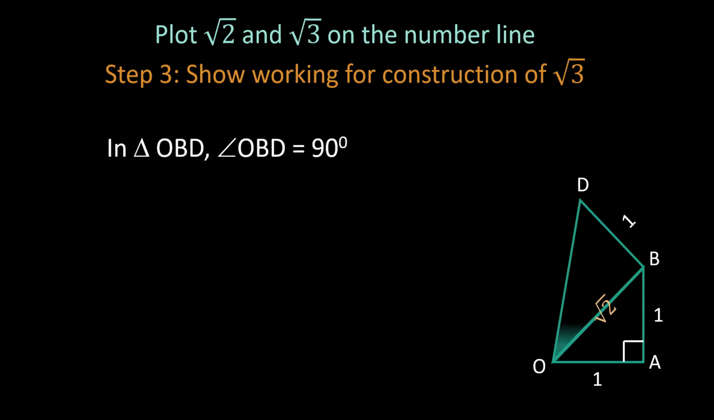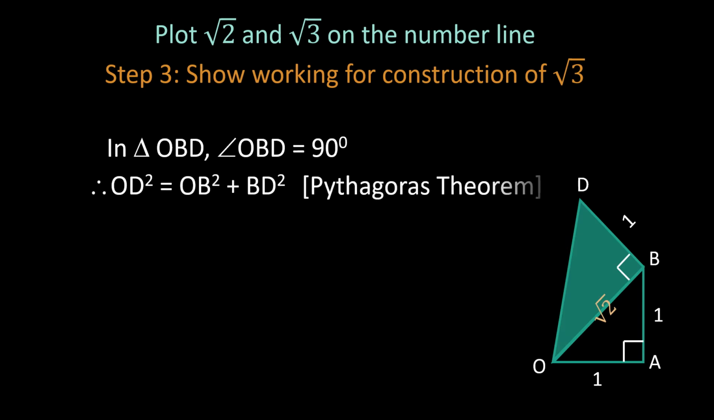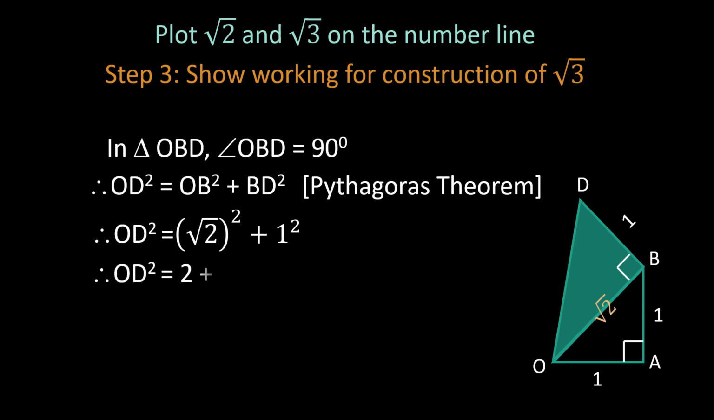In triangle OBD, angle OBD is equal to 90 degrees. Therefore, OD square is equal to OB square plus BD square, Pythagoras theorem. Therefore, OD square is equal to root 2 square plus 1 square. Therefore, OD square is equal to 2 plus 1. Therefore, OD square is equal to 3. By taking square root, OD is equal to root 3.